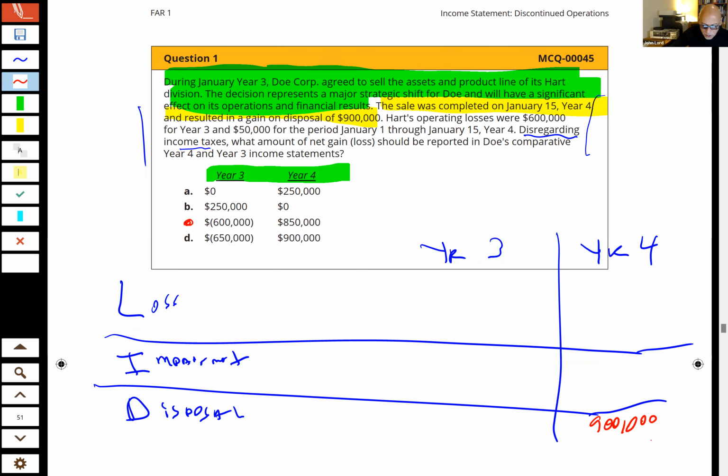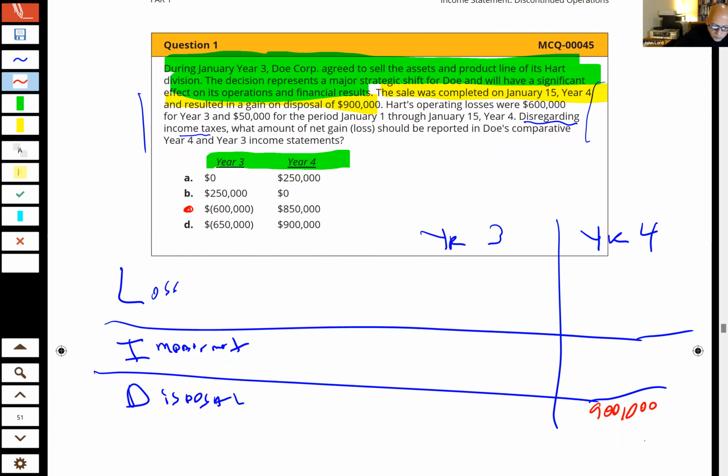Okay, good. Parts operation losses were 600,000 in year 3. Do I take that in year 3 or year 4? Year 3. Take it in the period in which it occurs. 600,000. Okay, and 50,000 for the period January 1st to January 15th of year 4. When should I take that? Year 4, because that's when it happened. And then they tell me disregarding income taxes. Okay, I didn't have impairment loss in this one.